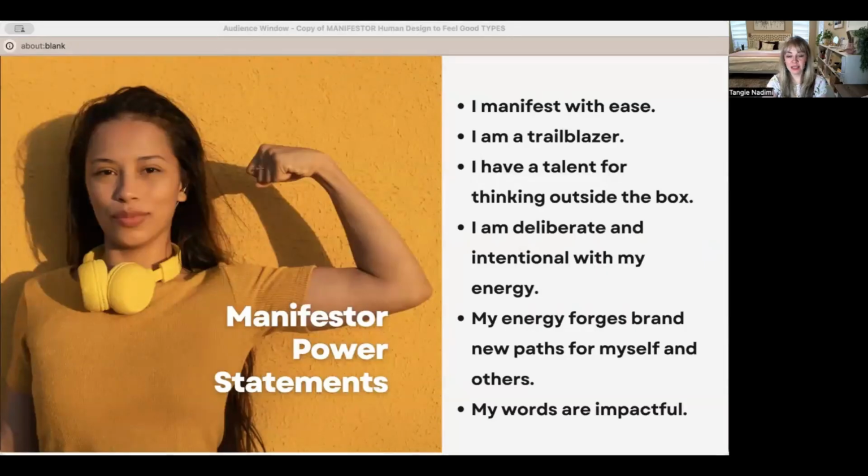A few power statements for manifestors. I manifest with ease. I am a trailblazer. I have a talent for thinking outside the box. I am deliberate and intentional with my energy. My energy forges brand new paths for myself and others, and my words are impactful.